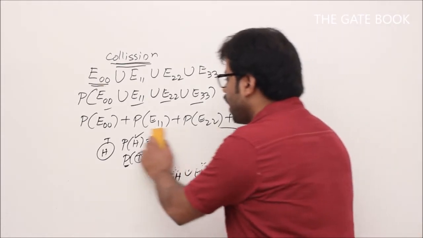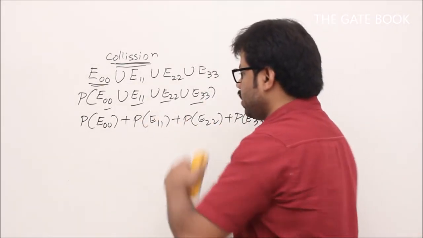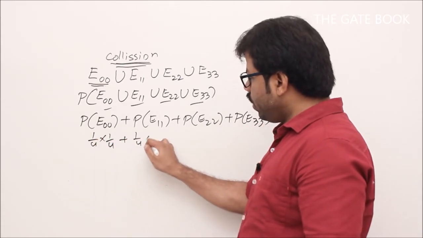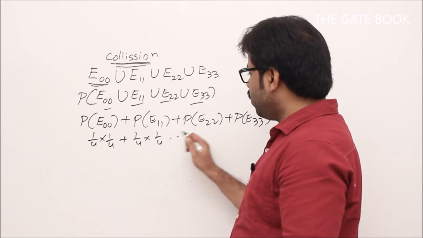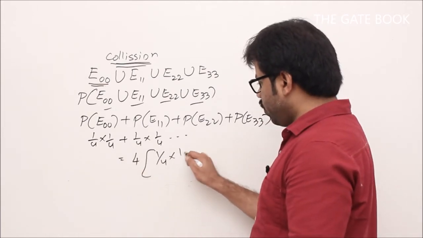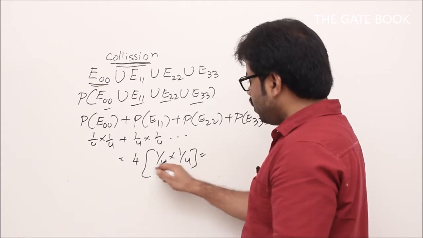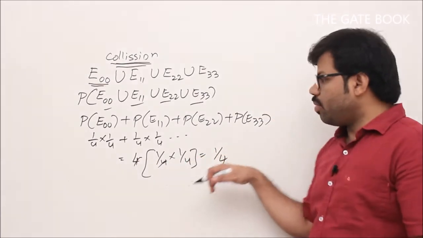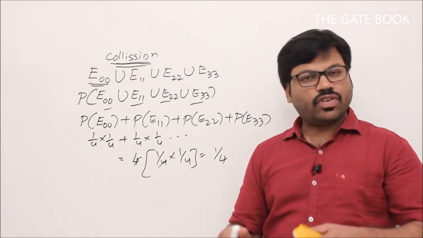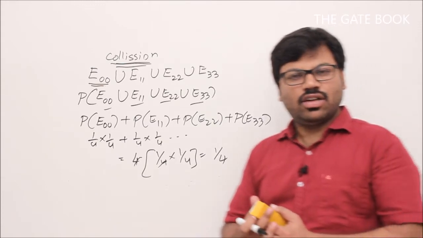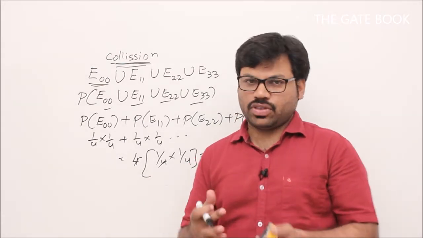Same way here, now we are adding all those probabilities. Each probability is nothing but 1 by 4, which we already computed. Then what do you get? 4 times 1 by 4 into 1 by 4, which is nothing but 1 by 4. That means with 1 by 4 probability, again there is a chance of getting a collision. Sir, what if one more collision occurs? Don't worry, this is a recursive procedure.